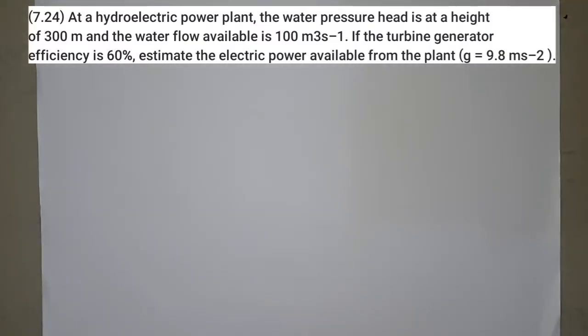Exercise example 7.24. At a hydroelectric power plant, the water pressure head is at a height of 300 meter and the water flow available is 100 meter cube per second. If the turbine generator efficiency is 60%, estimate the electric power available from the plant. Value of g is 9.8 meter per second square. Right, so here we have to find power, output power.